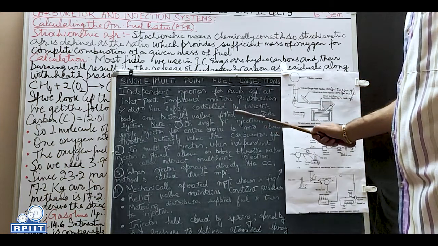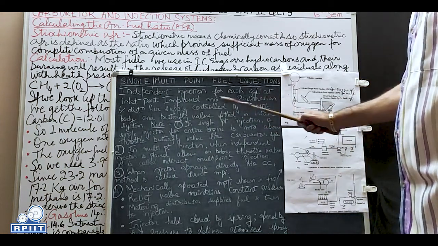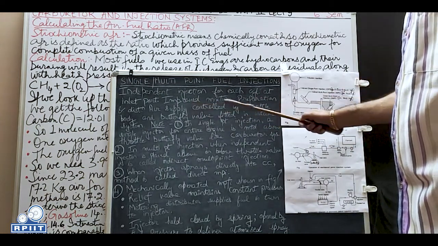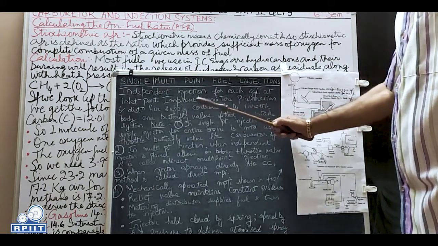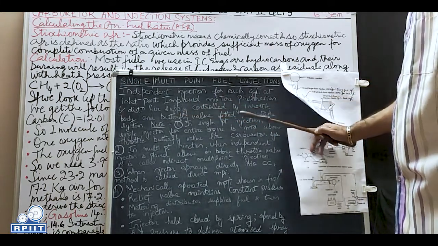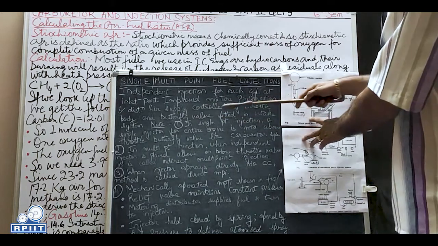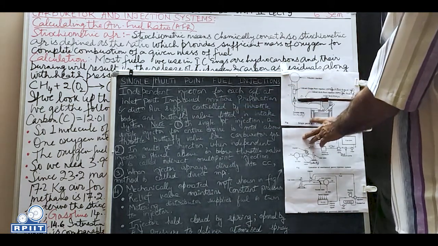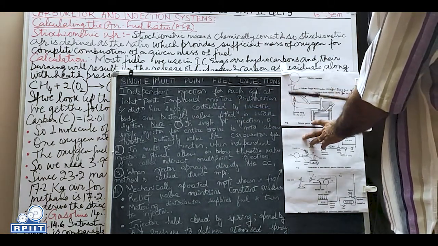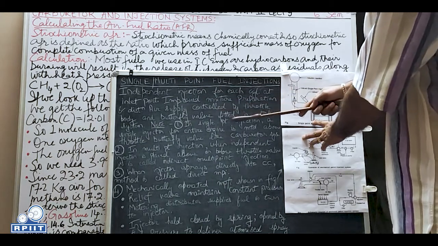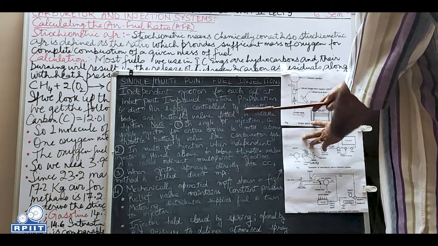Improved mixture preparation, independent injection for each cylinder at the needed point. Improved mixture preparation and distribution of air supply, controlled by the throttle valve body and butterfly valve. There is improvement over petrol, over the carburetor system, fitted in the intake system.